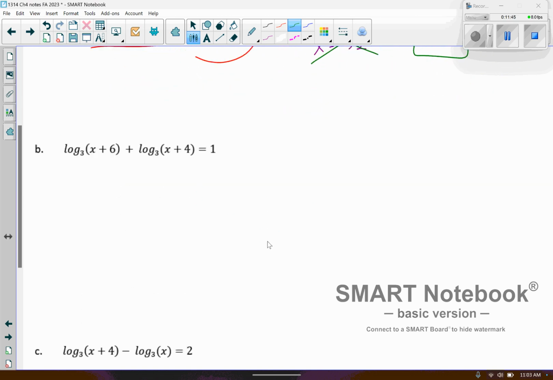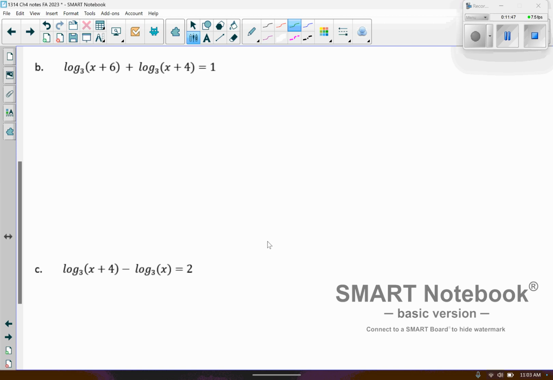Okay, let's try another one of these. Example B is going to be very similar, except that I'm actually going to have to FOIL these. I'm going to have to FOIL it when I bring it together. So I'm going to bring it together as a single log base 3. And when I FOIL it, let's see, x times x is x squared, x times 4 is plus 4x, 6 times x is plus 6x, and then 6 times 4 is 24. So that's that part of that. Then equals 1.